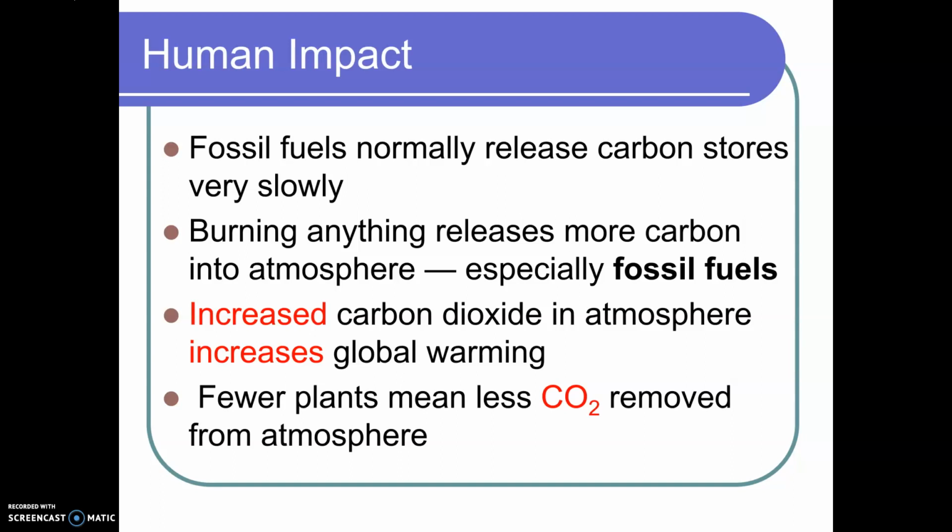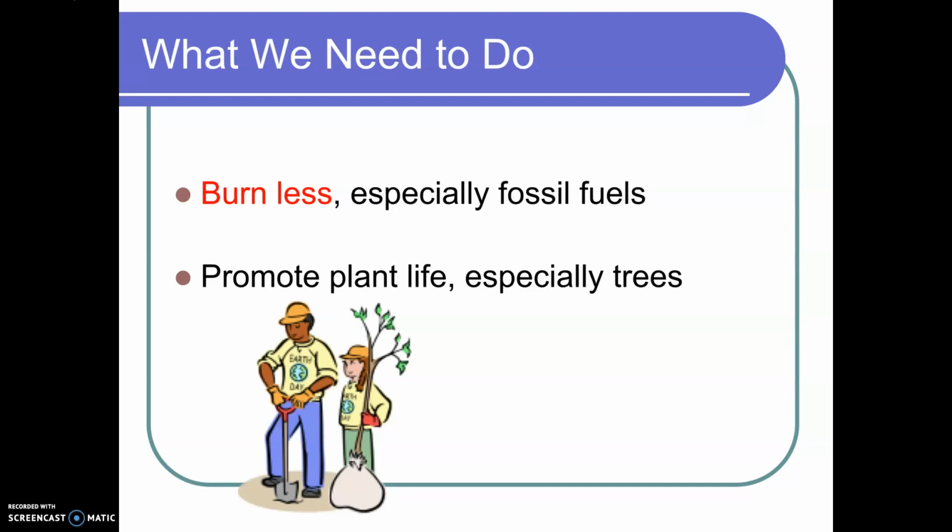So there are a couple things that you can do to help combat this problem. The first would be obviously to burn less. Don't burn things as often, especially fossil fuels. Decreasing the use of oil and coal and things like that definitely helps with this effect. And then second would be to promote plant life. Planting plants, especially trees, because trees get so big and can take up so much carbon dioxide. The more trees we plant and allow to grow, the more balanced our system is going to be.